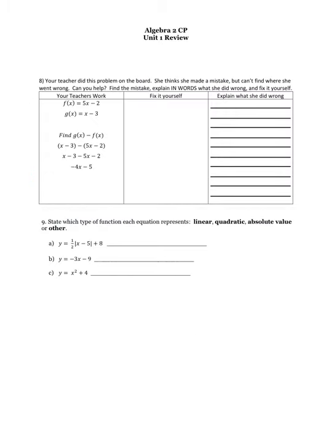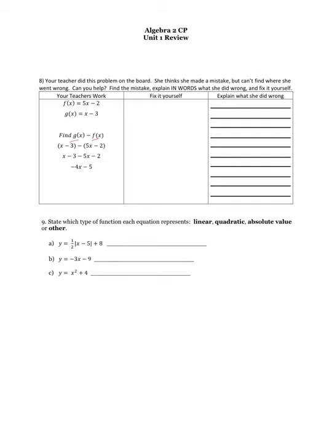Okay, on to the second. So here, what I want you to do is find the mistake. I want you to redo the problem and then explain to me what she did wrong, okay? So I'm going to look here. We are doing g of x minus f of x. So we set it up right because g of x was x minus 3.